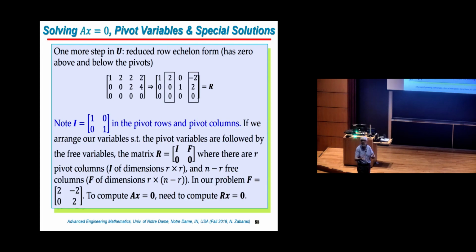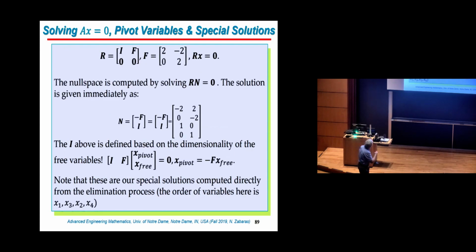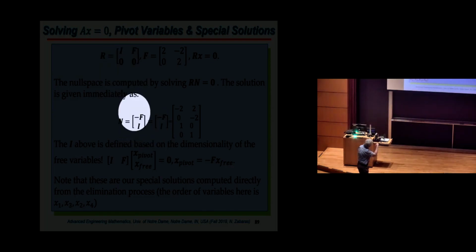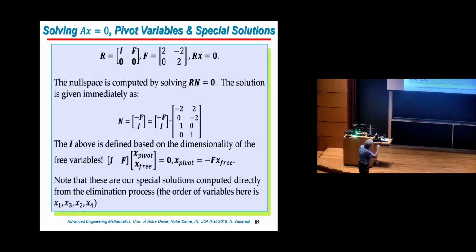Immediately, you don't have to do any algebra. The only thing you have to do is change the sign. To get the solution in the null space, put a minus there. So whatever elements you had, plug in the F, minus 2 and 0, and 2 and minus 2, and put the identity matrix there, and you are done.